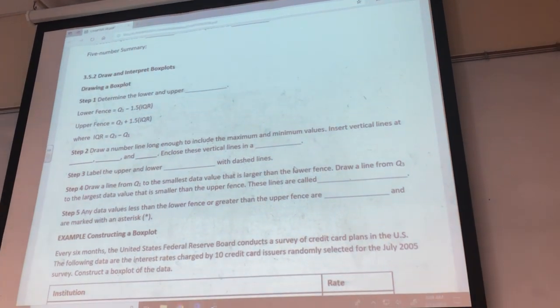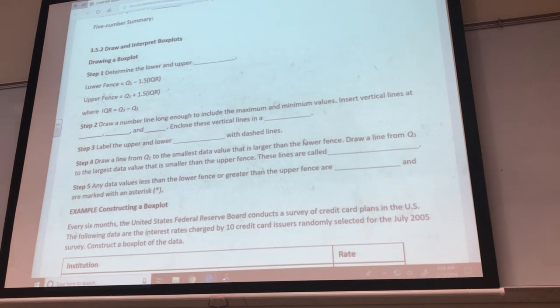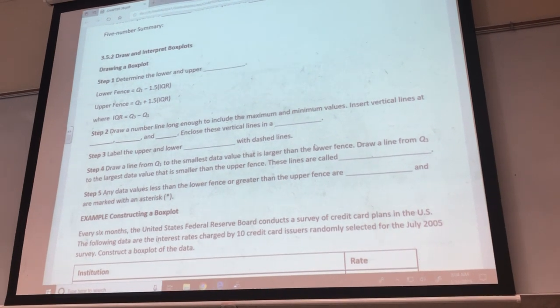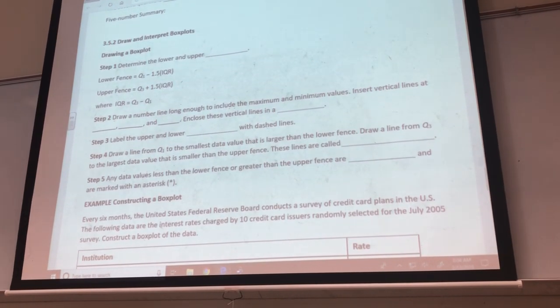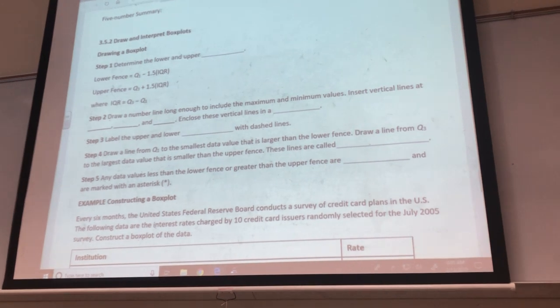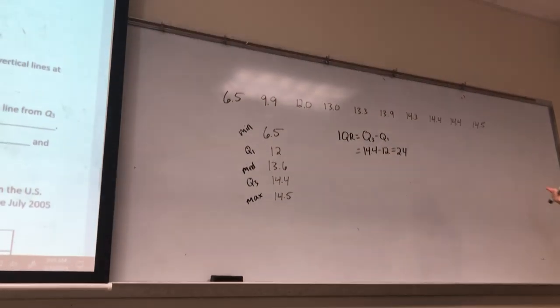For this one, our interquartile range, actually we found that before, did we? No, I think we just found that. Okay. So, remember this is our minimum, this is our Q1, this is our median, this is our Q3, and this is our maximum. So when we find the interquartile range, it has to be Q3 minus Q1, so it would be 14.4 minus 12, and we get 2.4 for our interquartile range for this one.